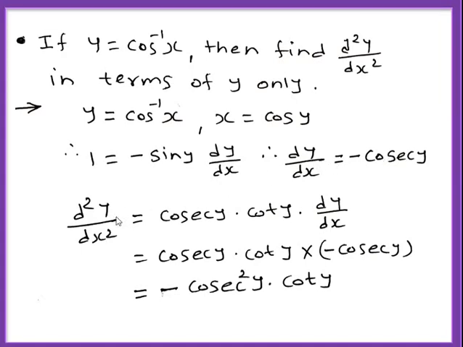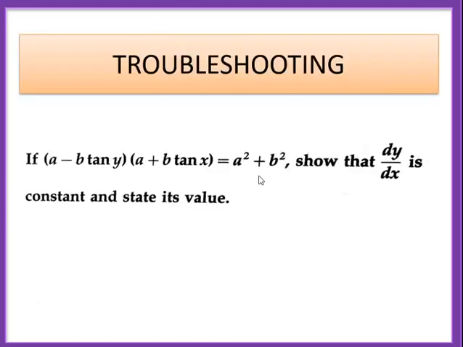Again differentiate to get d2y by dx square. The derivative of minus cosec y is plus cosec y cot y into dy/dx, but dy/dx is what? Minus cosec y. Substitute, rearrange the terms to get d2y by dx square as minus cosec square y into cot y. So we expressed the second derivative entirely in terms of y only.